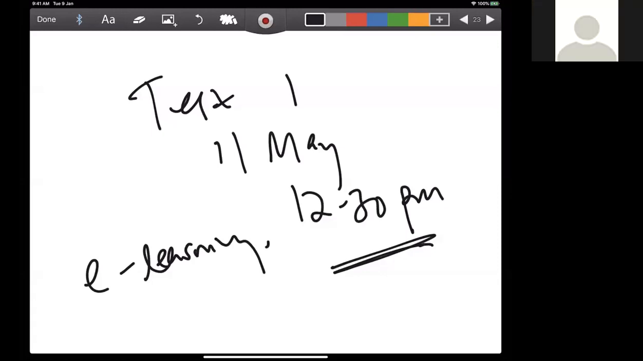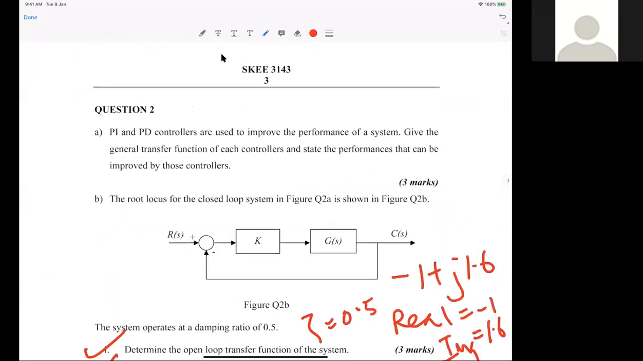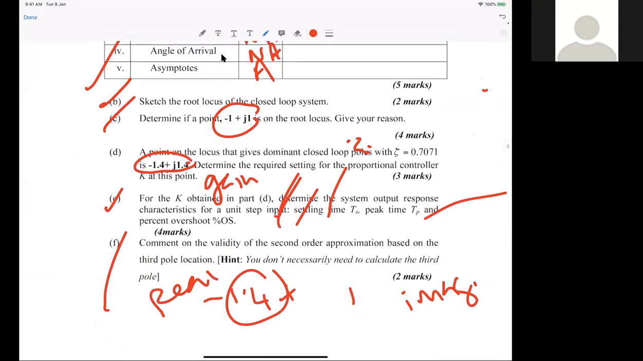Sir, saya nak tanya soalan 1 tadi. Yang soalan last tu. Jawapan kita 5 tepat, sir. Boleh kira second order? Okay. Kalau 5 tepat, dia macam ni.